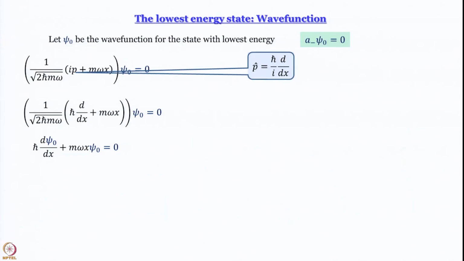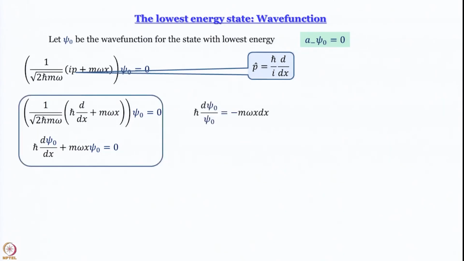Now, let us rearrange so that I have everything in psi 0 on one side and everything in x on the other side. This is what I get: h cross d psi 0 by psi 0 is equal to minus m omega x dx. What would the next step be? Pretty obvious. The next step would be to integrate it: h cross integral d psi 0 by psi 0 is equal to minus m omega integral x dx. Simple.